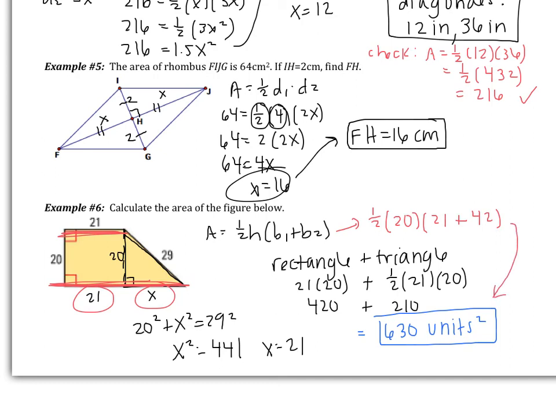So either way, whether you looked at the rectangle and the triangle or whether you looked at the entire trapezoid, you should have gotten an answer of 630. If you didn't, that's okay. Hopefully you now see what mistake you made. If you have any questions, again, please make sure you bring them to class. We have one more problem to do, if you will please flip the page.